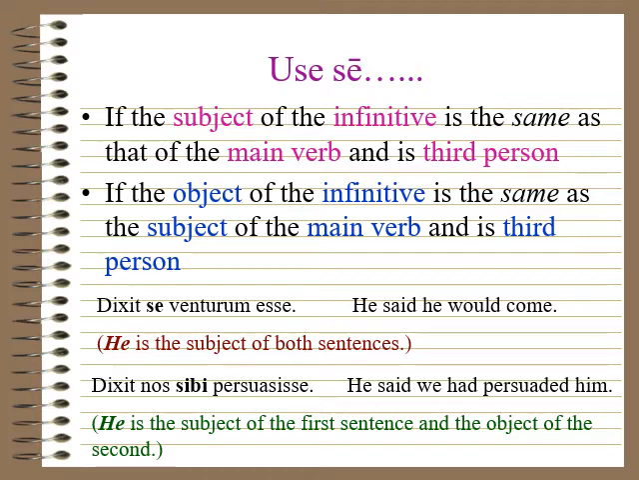If the object of the infinitive is the same as the subject of the main verb, and it is third person, you also use a form of se. It's actually se, sibi, se. And in this case, you use sibi. So he is the subject of the first part, right? The main verb, dixit. So he said we, nos, had persuaded him, sibi. So you're going back to that subject. That's when you use the form of se, when you're going back to the main subject of the verb.